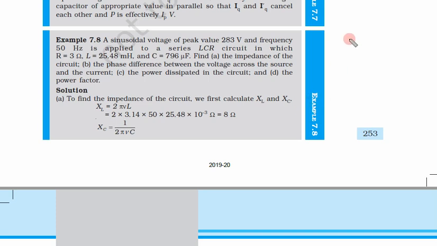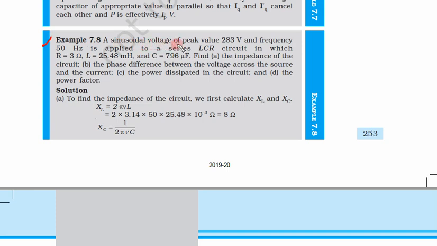So we have learned that a low power factor is not necessarily a good thing; most of the time it is not. We must improve the power factor to reduce the loss of power in the transmission lines, that means power cables. Now let us do another example, example 7.8.